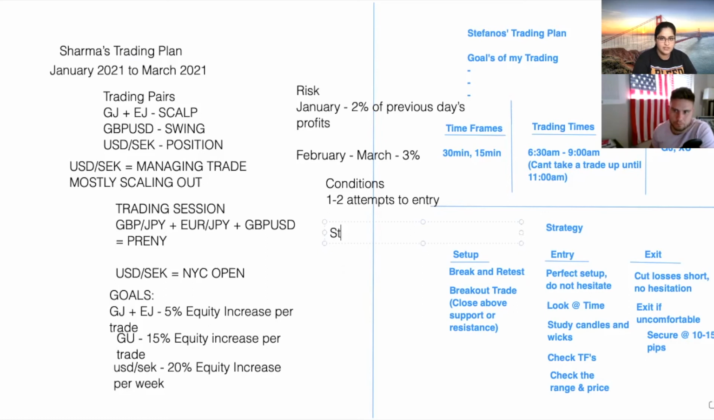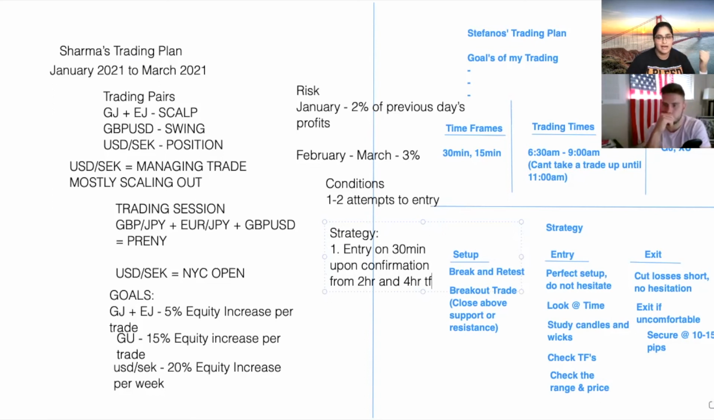And then I have my strategy, which is very similar to what you have. But again, this is like a check mark thing. My very first thing is going to be entry on the 30-minute upon confirmation from the 2-hour and 4-hour. So I use the 2-hour time frame instead of the 1-hour time frame mostly. So my first requirement is my entry is only based on the 30-minute after I get the confirmation on the 2-hour and 4-hour time frames.